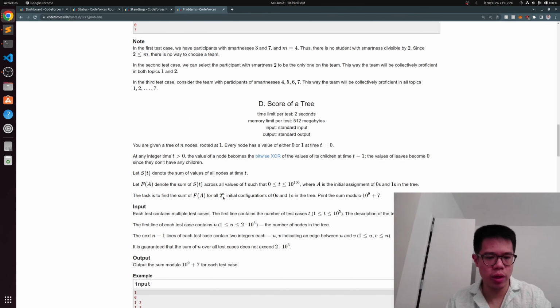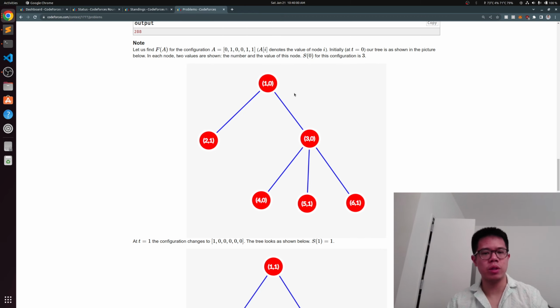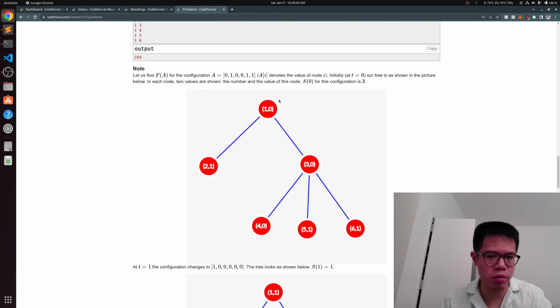And then if we're looking at all 2 to the n configurations, basically what that means is this node has a 50-50 chance of being zero versus one the first 3 seconds. And then after that, it'll always be zero. So we're actually just calculating the height of every node. The height of every node tells us how long we are 50-50 to be a one. After that, we're always zero. And then we just add that up.